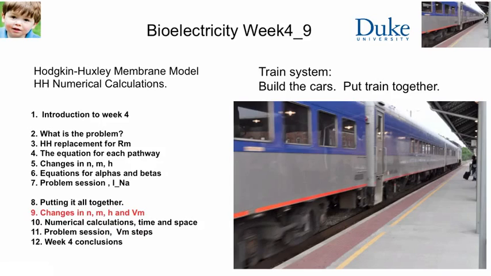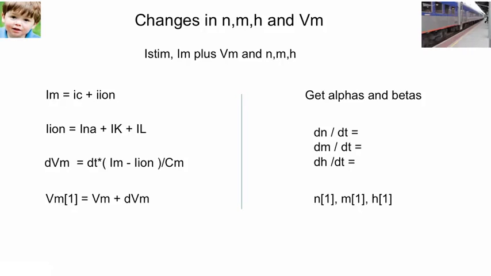And here we want to review the changes that occur in the values of all of the state variables. Changes in N, M, and H, and changes in Vm. Let's look at this process as a whole without so much detail to any one part. If we say we're going to change Vm from one moment to the next moment, how will we do that?